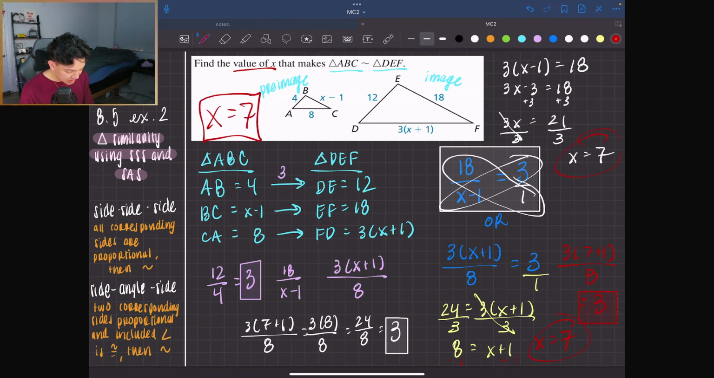And everything that we just did, we just showed our work. Since we have a 3 over here as a scale factor, another 3 over here, and another 3 over here, based off of the SSS triangle similarity theorem, these two triangles are similar and x equals 7.